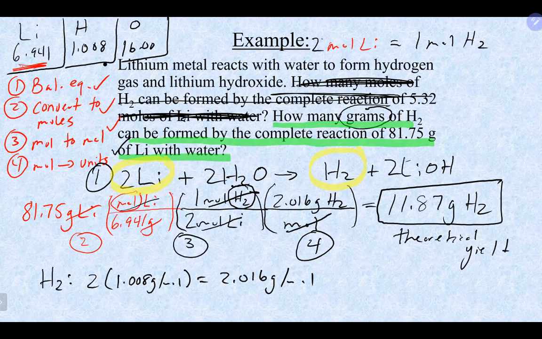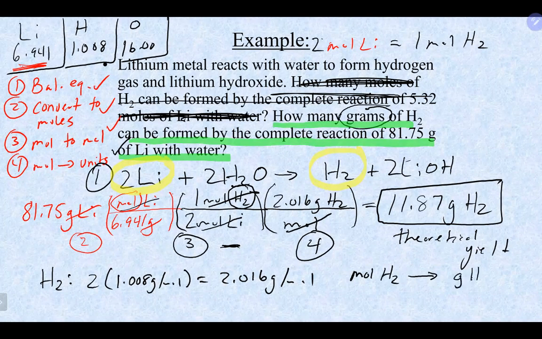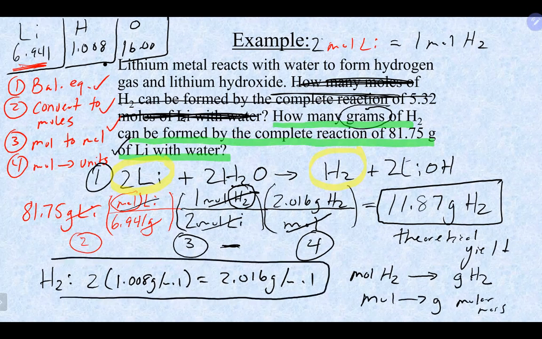That's the molar mass of H2. So basically, after step 3 right here, the units we were in were moles of H2. But the question really wanted how many grams of H2. So it's basically a conversion between moles to grams, which uses the molar mass from the periodic table, which is this calculation right here.